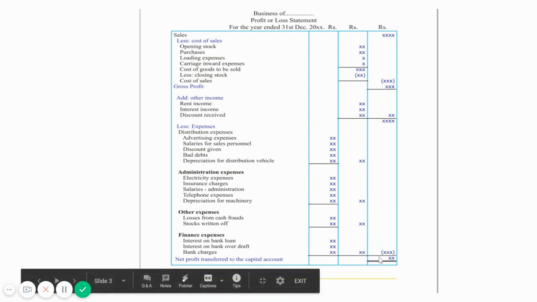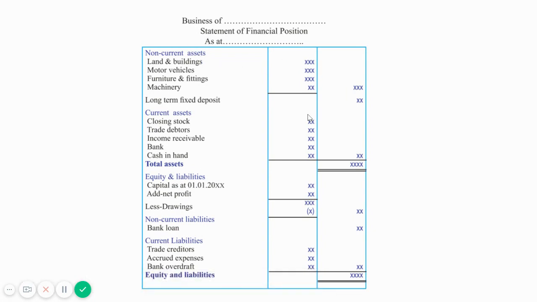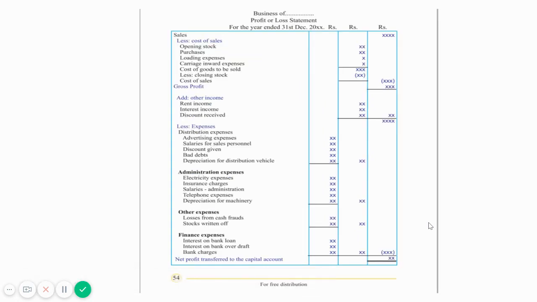Okay, that's it for today. In my next slide, I will show you how to prepare the statement of financial position, the formatting and the structure of it. I think now you have a clear-cut idea about the structure of the profit or loss statement.